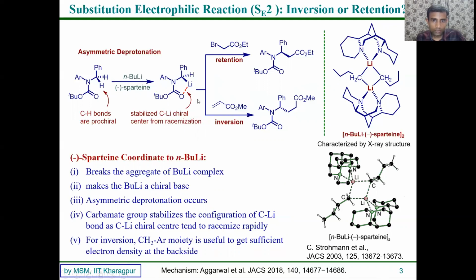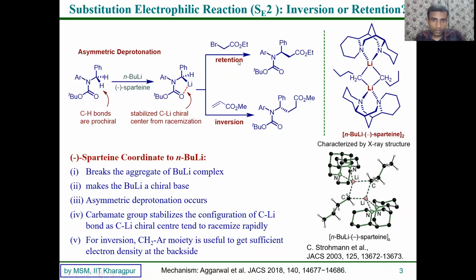And remember, for this type of lithium species, it can react with the electrophile with inversion, for the more reactive electrophile, and retention when the reaction proceeds via coordination with the lithium. So this will be retention of configuration.